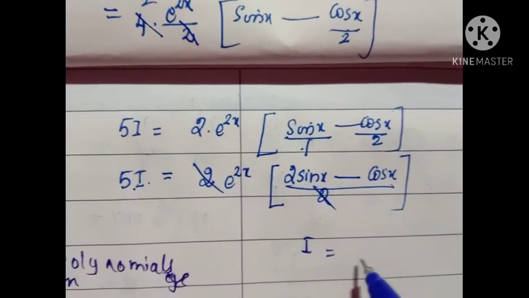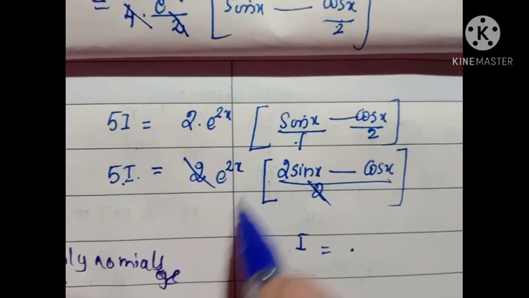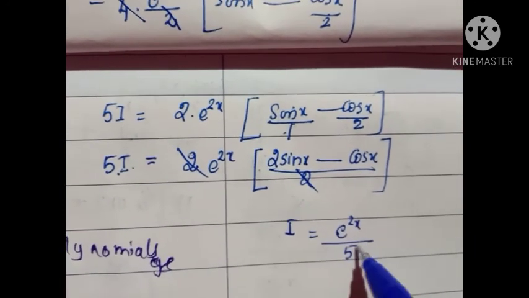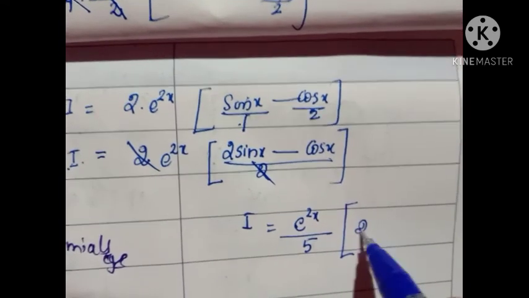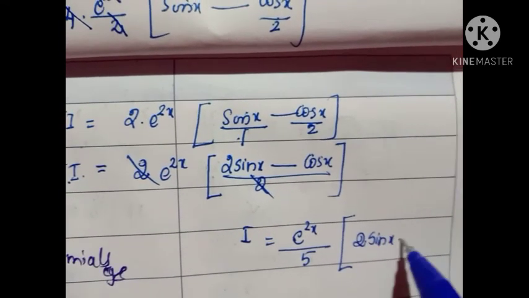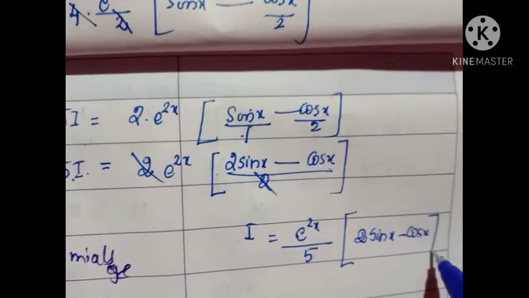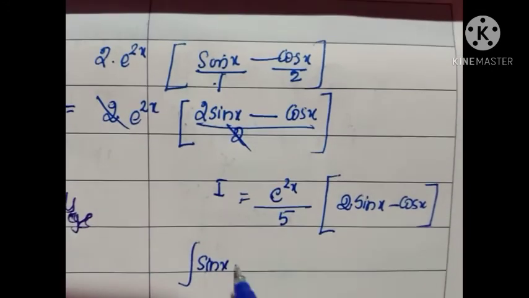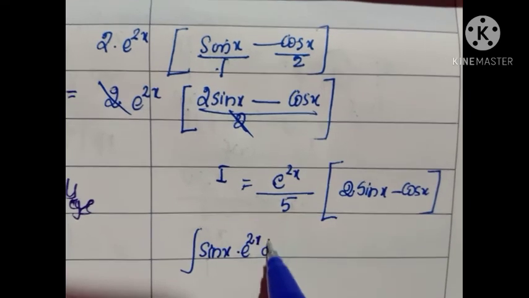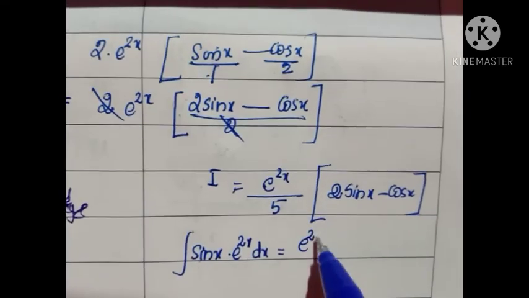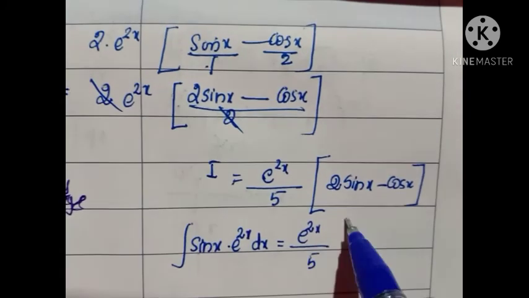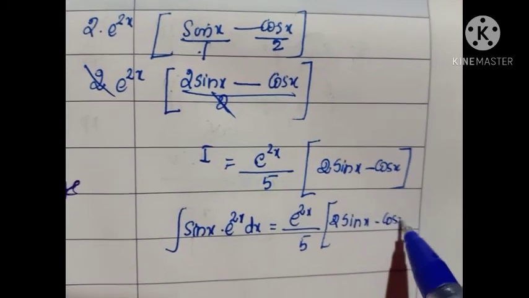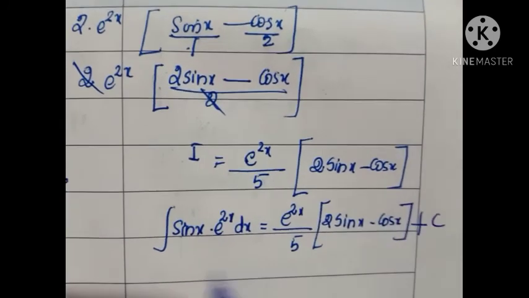So what is I? Take this 5 to the right side. So this is e raised to 2x by 5 into 2 sin x minus cos x. So I means our question, integral sin x into e raised to 2x dx. So our answer is e raised to 2x by 5 into 2 sin x minus cos x plus c. Okay.